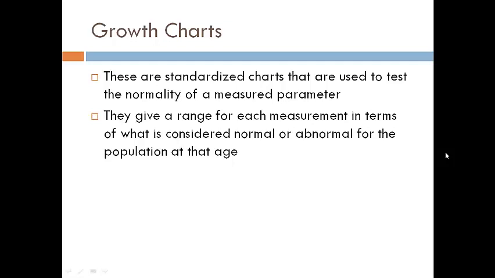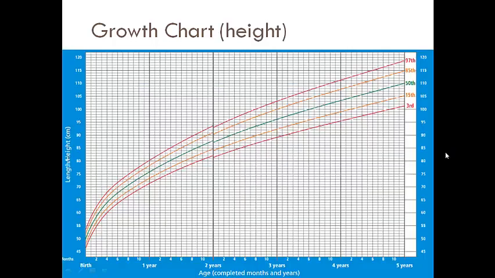Let's look at what a growth chart looks like. This is a growth chart. This one is specifically for height. There's also one for weight. There's also one for head circumference.